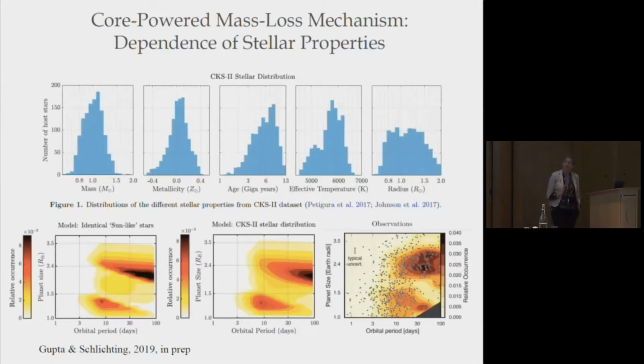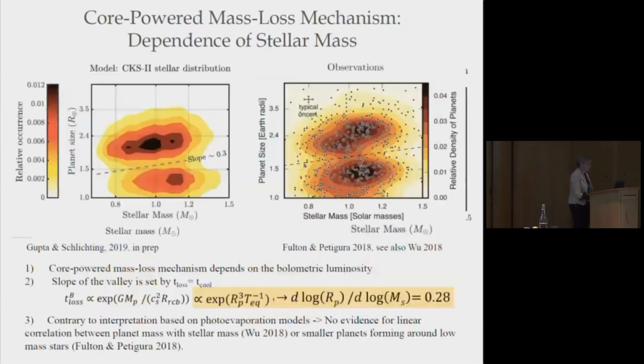But what is nice is now we can ask questions and make predictions of how the core-powered mass loss mechanism should depend on various stellar properties, and where it gives different results from what you would expect if this radius valley is shaped predominantly by photoevaporation. So I want to give you two examples. One is how it depends on the bolometric luminosity of the star. Here it's plotted as stellar mass, again, just because this is what's been done by the observers.